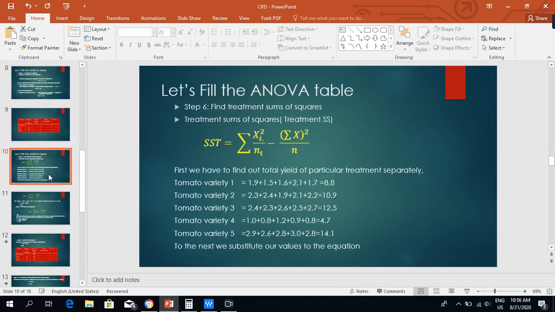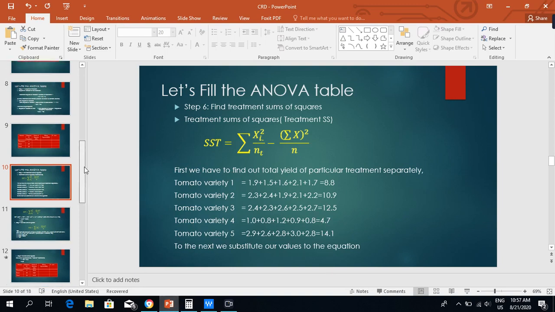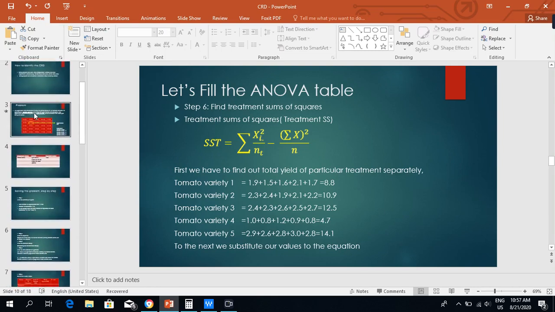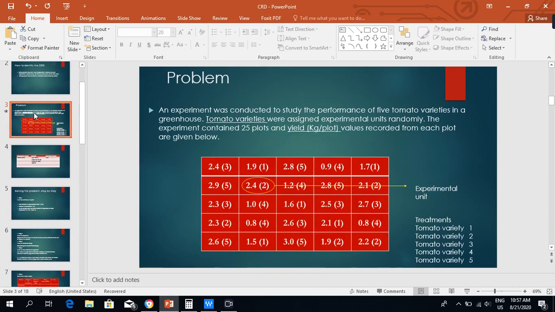Then we should calculate the treatment sum of squares. Before using this equation, first we have to find out the total yield of each particular treatment separately. For tomato variety 1, our total yield is 8.8, for tomato variety 2 is 10.9, for tomato variety 3 is 12.5, tomato variety 4 is 4.7, tomato variety 5 is 14.1. We can calculate the total yield for a particular treatment as follows.